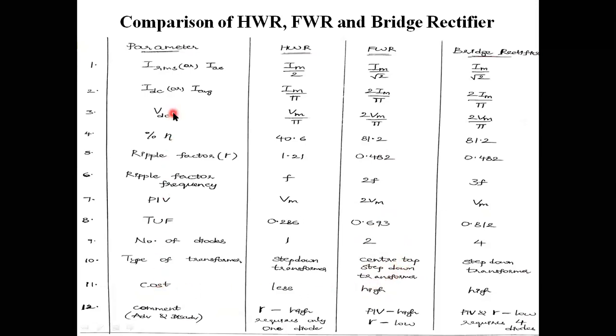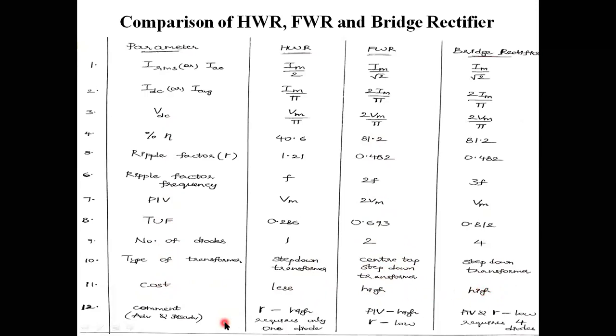Here is the cost of construction of these different circuits. For the half wave rectifier, only a very small number of components are used, therefore its complexity is less, and therefore the cost is also less. Whereas in the full wave rectifier its cost is high. The bridge rectifier is very much higher compared to the full wave rectifier.